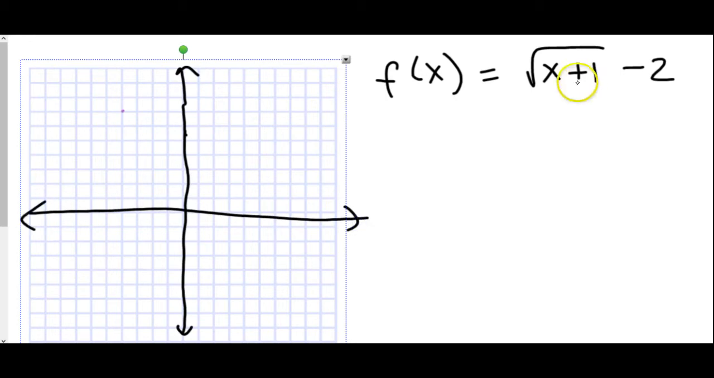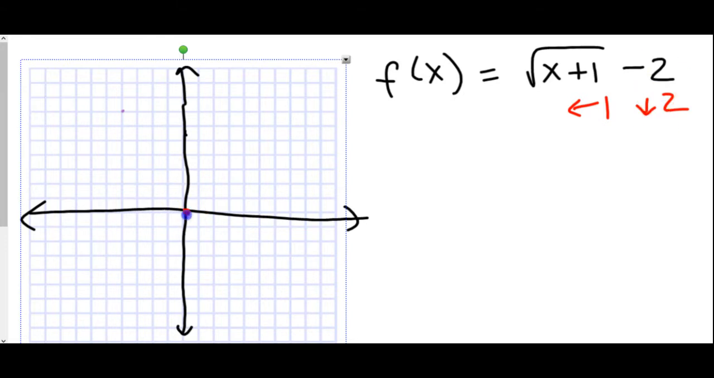So negative or positive 1 means go left 1. It's opposite of what we expect. Positive means go left. And then outside, this is our vertical shift, our up or down. Negative means go down. It's exactly what we expect.